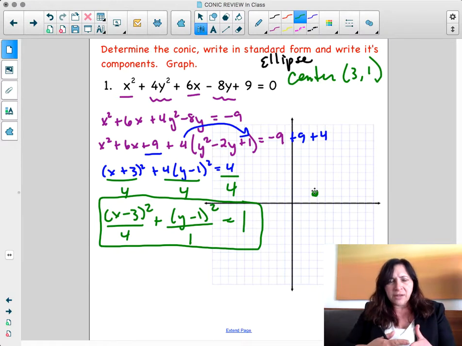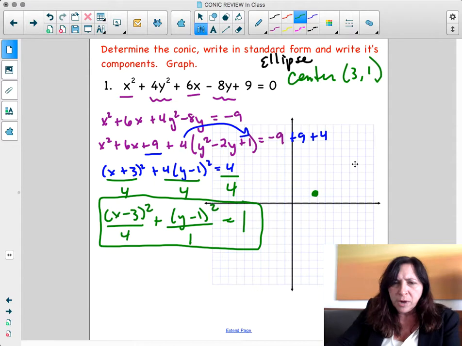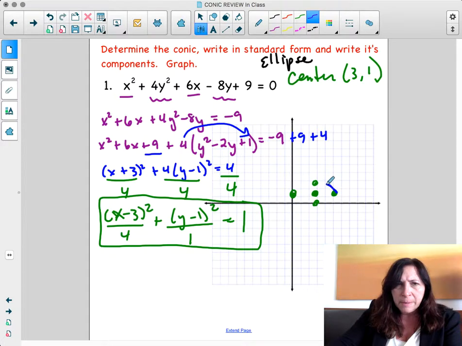You're going to go to the left and to the right for the square root of 4. Whatever's underneath the x value, that's x. You're going to go the square root of that, so the square root of 4. You're going to go 2 left, 2 right. Under y, I'm going to go up 1, down 1, because the square root of 1 is 1. And then I'm going to connect those points. Therefore, we know this is an ellipse, and so I'm going to connect my points, and that's my ellipse.